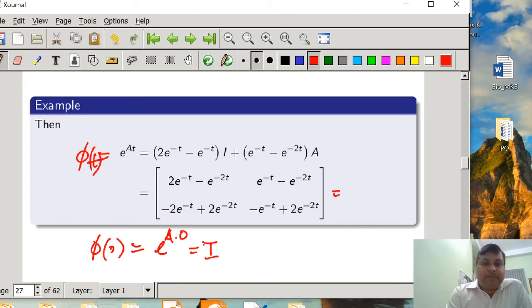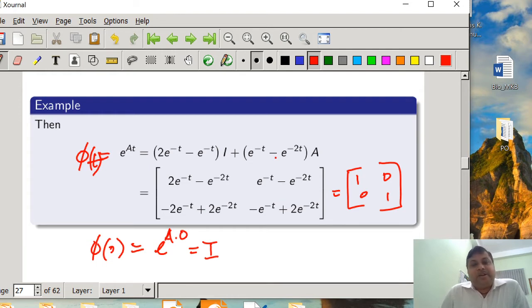For this example, if you put t equal to 0, first you are getting 2 minus 1, that is 1. Here it is 0, it is 0, and this is 1. So it is the identity matrix. You can verify for other examples also. Suppose in your exam it has been asked to calculate e to the power at, and you have derived the result.